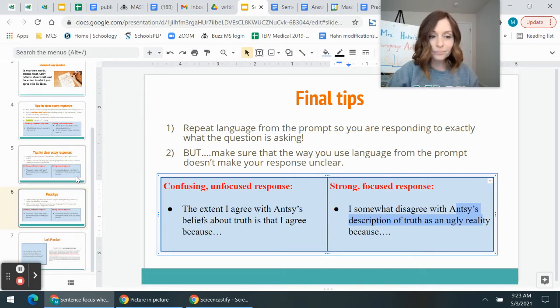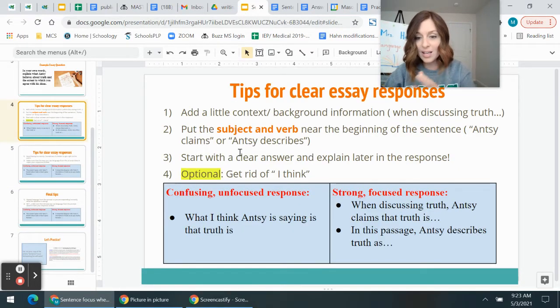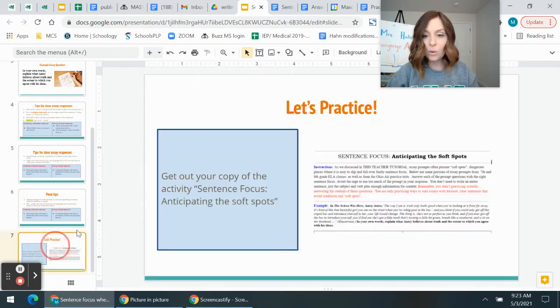So remember, your tips are keep it straight and to the point, use language from the prompt, but don't get too jumbled. You can say I think, but you don't have to. Make sure that you have the subject and the verb, Ansi claims, Ansi describes, near the beginning of your response. You want to have the answer in the beginning, and then you can explain later on. So those are your tips.